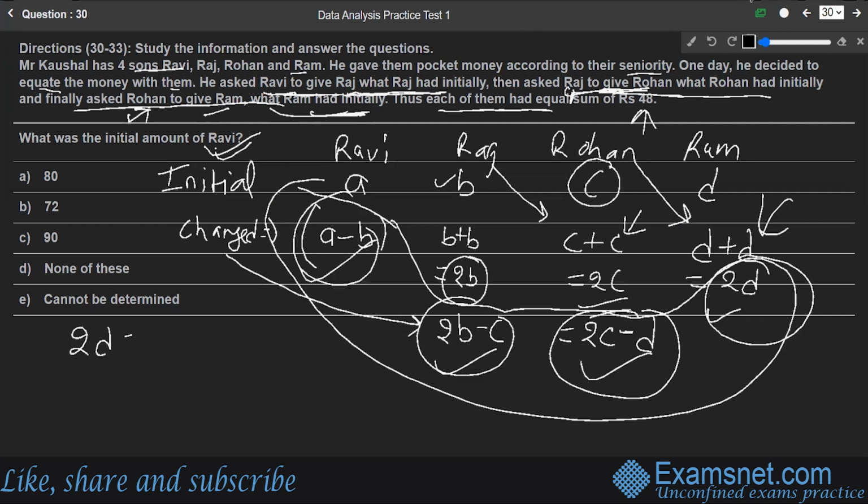Now 2d is equal to 48. That is the first thing we have. So obviously the d value will be how much? Half of 48, that is 24. We have got the value of d, that is 24.